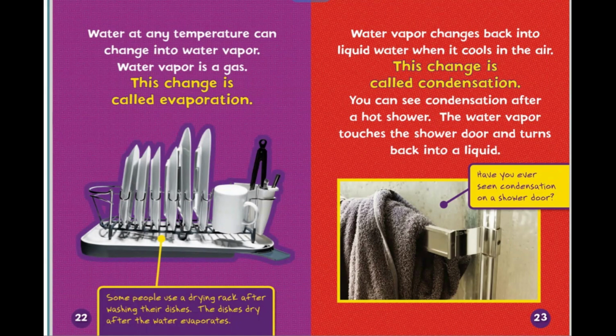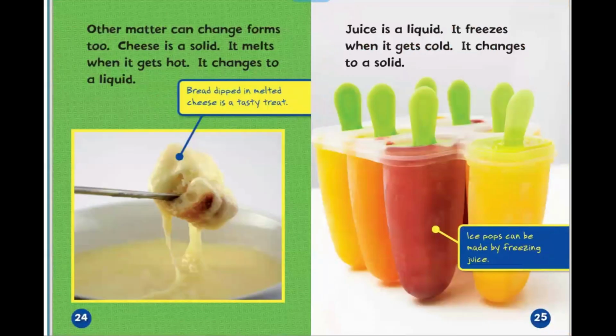Water vapor changes back into liquid water when it cools in the air. This change is called condensation. You can see condensation after a hot shower. The water vapor touches the shower door and turns back into a liquid. Have you ever seen condensation on a shower door? Other matter can change forms too.